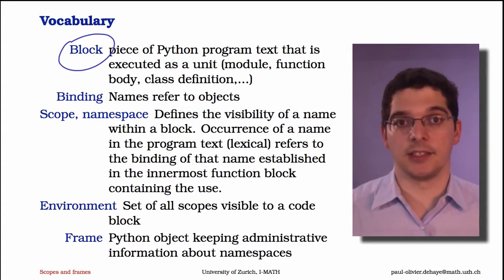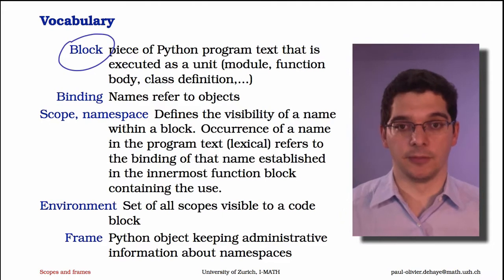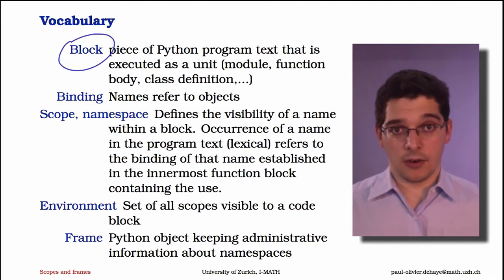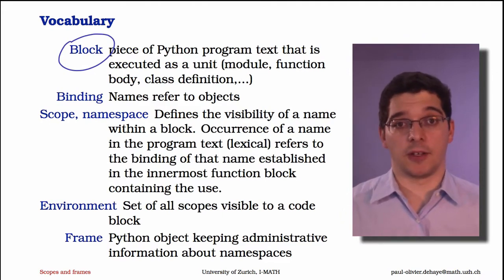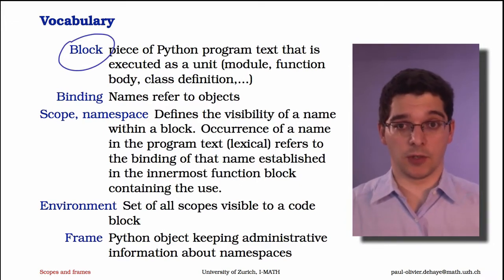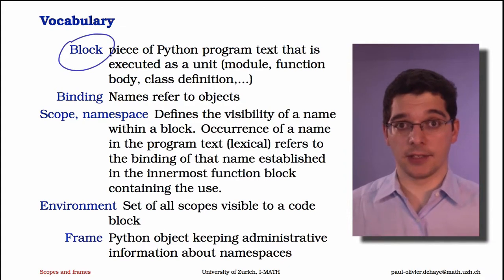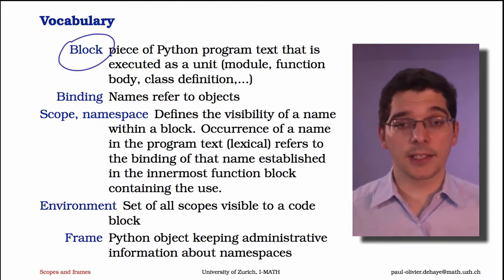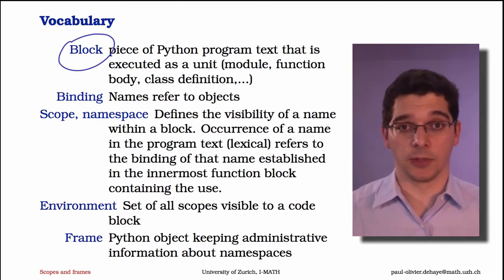And that's the object that your name was referring to. Now, this means that if you are in a certain block, you have a whole set of scopes that are visible to a code block. You have the scope tied to that block and the scope tied to the block above and so on. And that's the environment. It's a set of all those scopes.